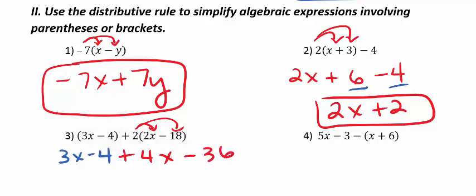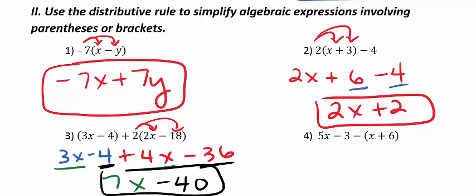Now we can combine like terms. We can add these x's together. We have 3x plus 4x, that's 7x. And then we have a negative 4, negative 36. That's going to give us a minus 40. So we have 7x minus 40.